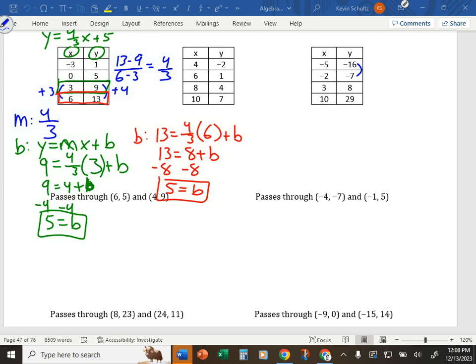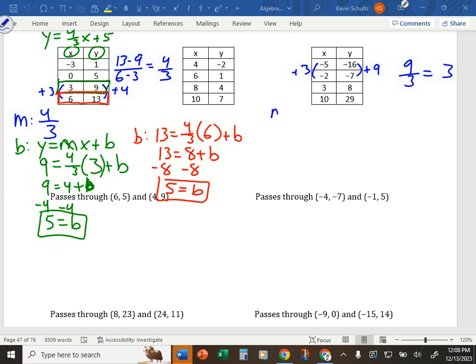Sorry. No, it's fine. What's the change in y from -16 to -7? Plus 9. What's the change in x from -5 to -2? Plus 3. So the slope, rise over run, 9 over 3, which equals 3. That's our m.